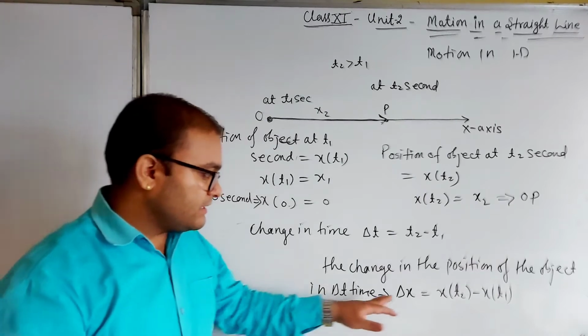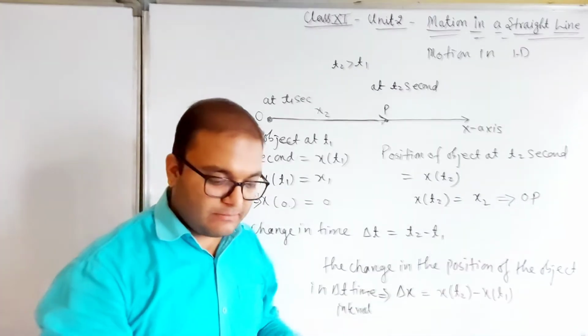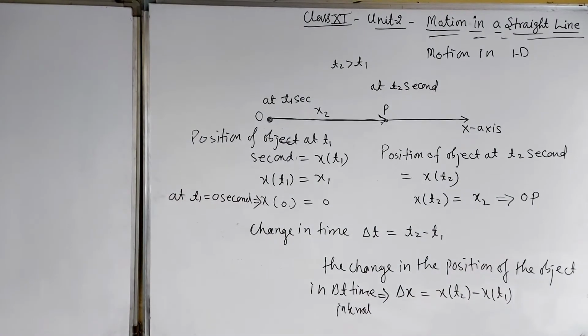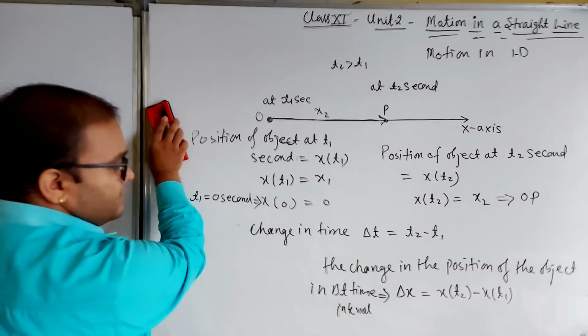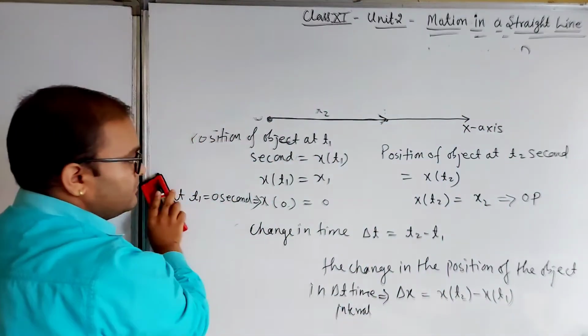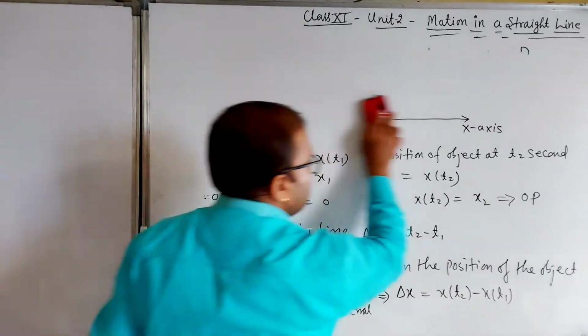So what will be the change in the position of the object in 1 second? We will divide the delta x by delta t. Unitary method will be there. So you can note down, you can take the screenshot of this one, then we will discuss further. Okay. So you can check. Okay.